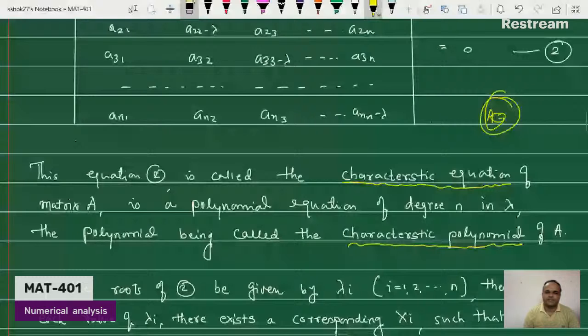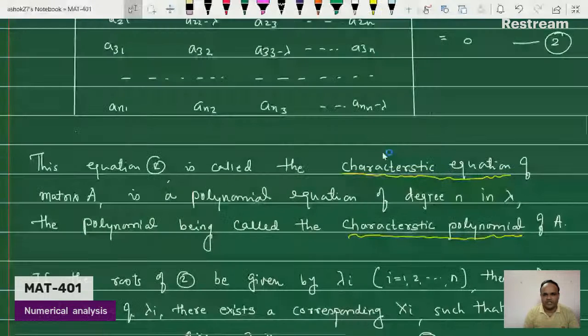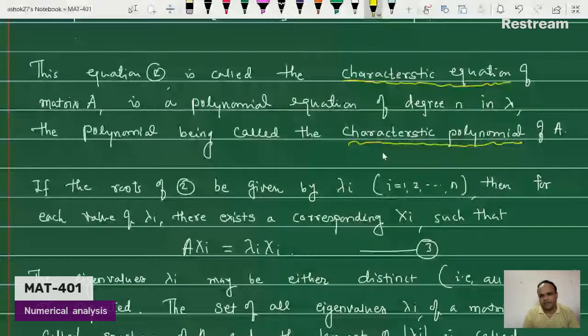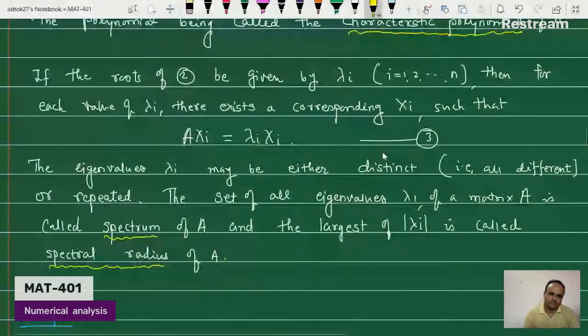So these two terms, characteristic equation of matrix A and characteristic polynomial of A, are here, and that is our next part. Suppose the roots of this equation 2 are lambda 1, lambda 2 up to lambda n, the n roots of this polynomial equation. Then for each value of lambda i, there exists a corresponding eigenvector xi such that it will satisfy the original equation Ax equal to lambda x, that is A xi equal to lambda i xi, where i varies from 1 to n.